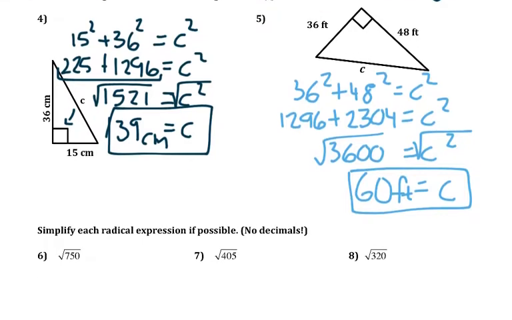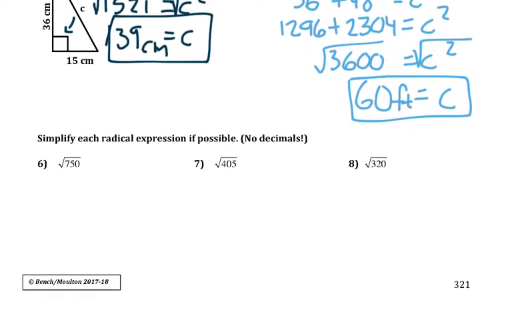For numbers 6, 7, and 8, we're going to simplify each radical expression if possible. No decimals, so we're not approximating. So remember, when we want to simplify radical expressions, we're going to do the prime factorization of it. So here with number 6, we have the square root of 750. So we're going to do the prime factorization. And it's nice that it ends in a 0. That means it's a multiple of 10.